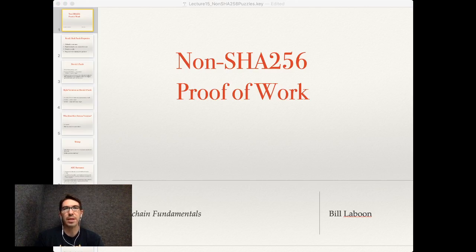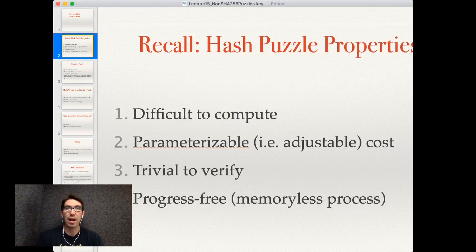Today we're going to discuss other forms of proof of work besides the Bitcoin SHA-256 hash pre-image puzzle that we've discussed in the past. So before we dive into the details of the variations, I want to bring you back to when we first discussed the hash puzzle properties when we talked about proof of work earlier.